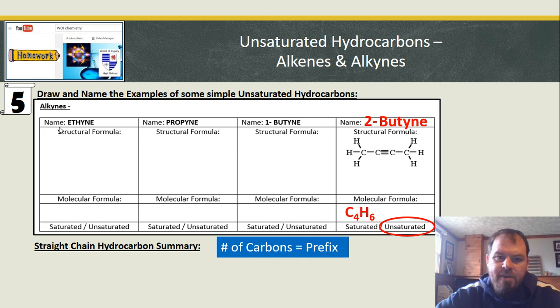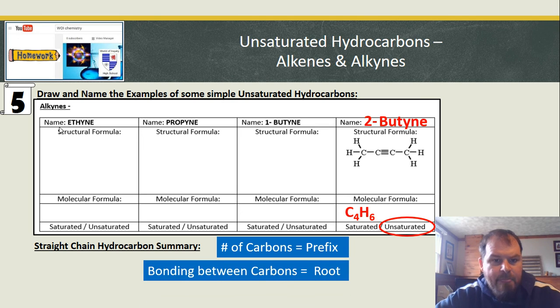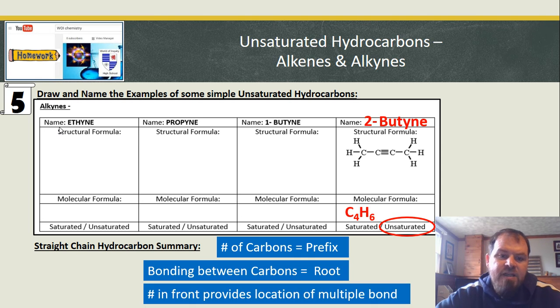Now, straight chain hydrocarbon summary for unsaturated. Number of carbons, still my prefix. Bonding between my carbons is my root, but then I need the number in front to tell me where the multiple bond is. So I call that the address. Tell me where it is.